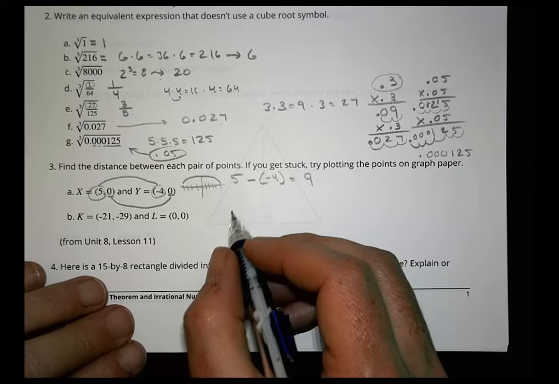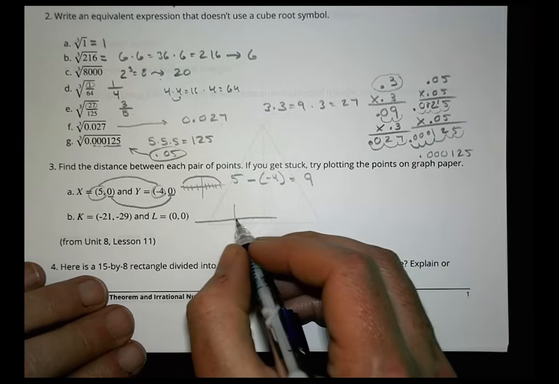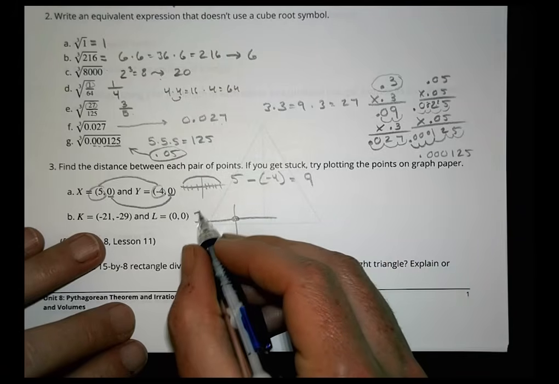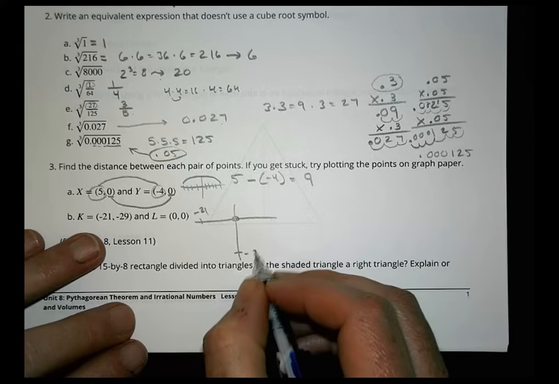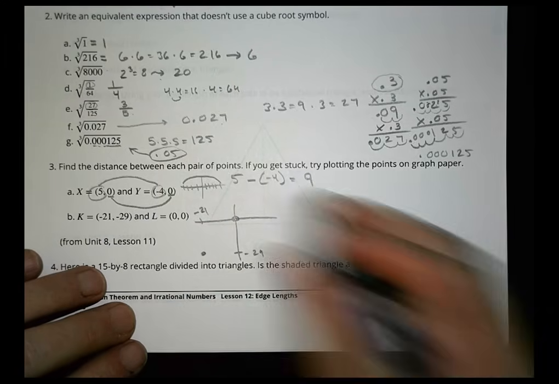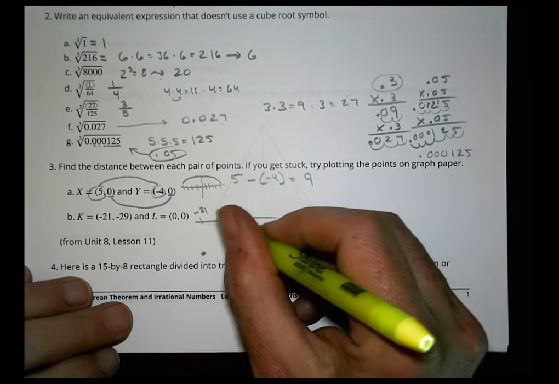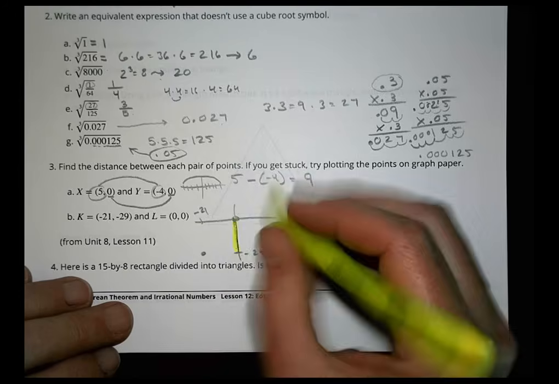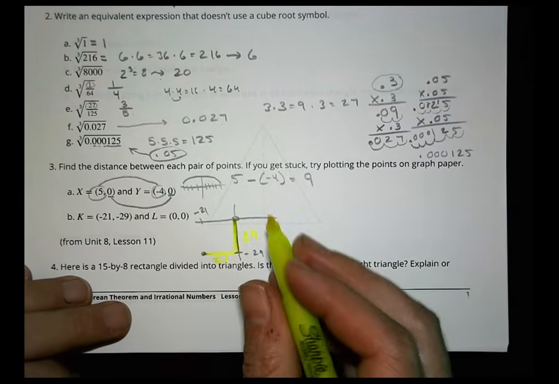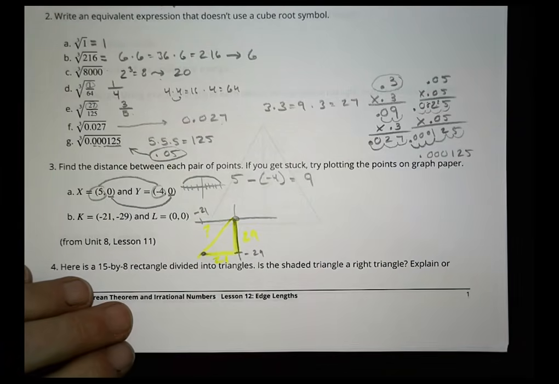And for the last one down here, then we could put it on a little grid like so. We have point L at 0, 0. And this one's going to go over here to negative 21 and down to negative 29, and put a point right there. Which means that if I was to draw a triangular shape, I could go down 29 and over 21, and that would then help me to figure out what the missing value is going to be.